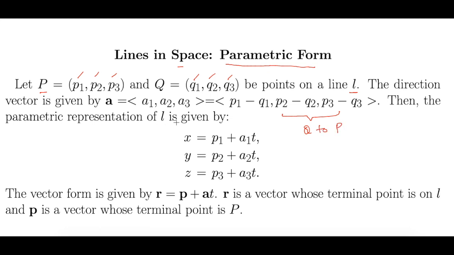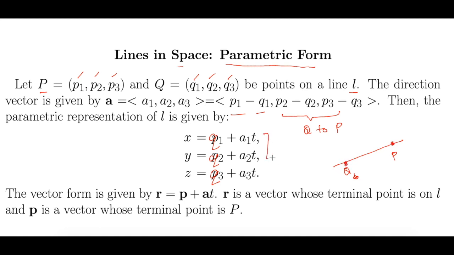Okay, so then the parametric equation of the line is given by, so this should actually be Q1, Q2 and Q3. Why? Because here is the story. We have Q and we have P, so the vector going from here to here is this minus this. So this is P1 minus Q1, and this is my starting point and this is my ending point.